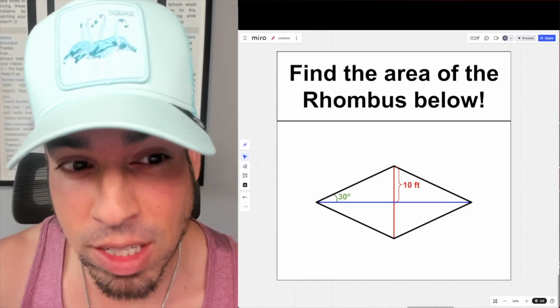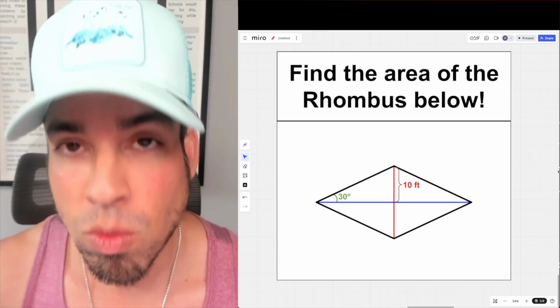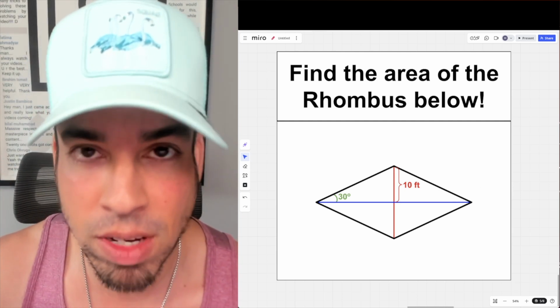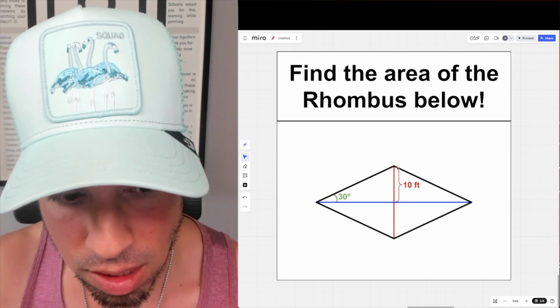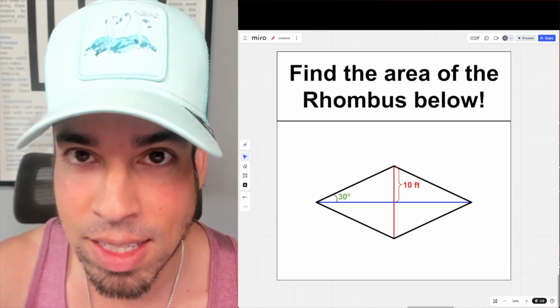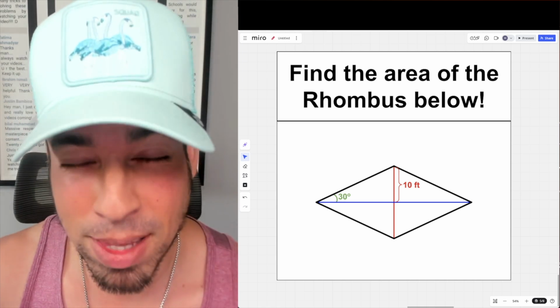In this one, the question is as follows. Find the area of the rhombus below. A rhombus is a special type of quadrilateral, and we got 30 degrees for this angle, 10 feet for this length, and that's it. Hit that pause button and see if you can figure it out. When you're ready, hit play, and I'll give you the explanation.